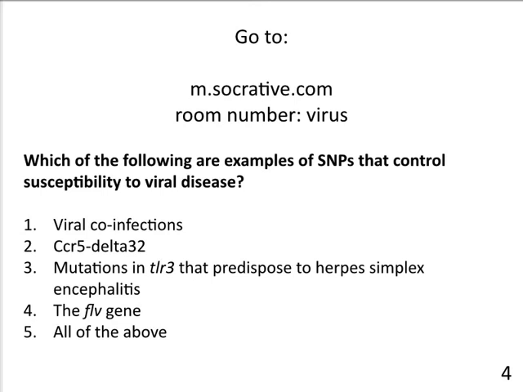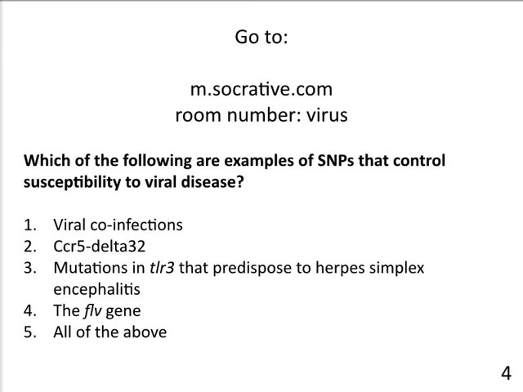Single nucleotide polymorphism. Okay. Viral co-infection is not a SNP. I don't remember how many people picked that. Let's see. Only one, that's fine. 12 people picked the next one, CCR5 delta 32. That's a 32 nucleotide deletion, it's not a SNP. A little tricky, okay. But a SNP is a single nucleotide polymorphism.